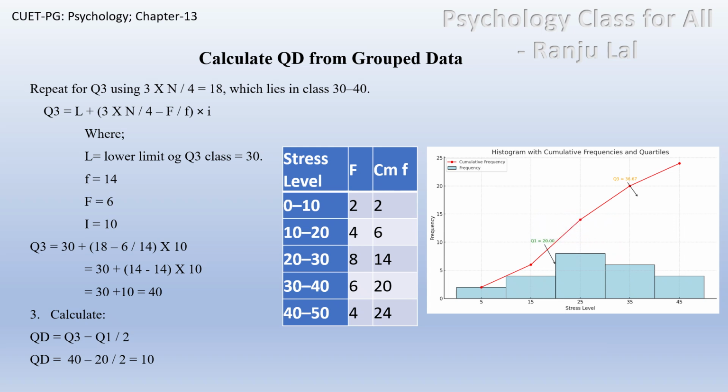Now depicting this with the example of a histogram with cumulative frequency and quartiles. Here are the arrows pointing to Q1 equal to 15, that is the 25th percentile, and Q3, which is 36.67, that is the 75th percentile. This cumulative frequency curve in red helps visualize how data accumulates across stress levels, while the arrows and annotations clearly highlight the quartile spread.